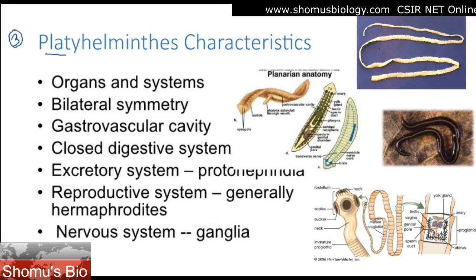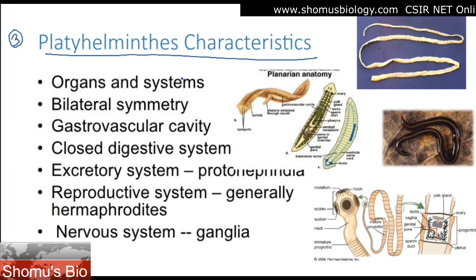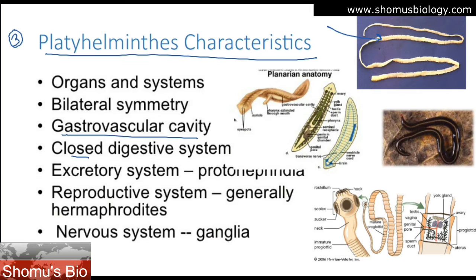Platyhelminths. Platyhelminths characteristics: organs and systems are present. Example of platyhelminths, first of all, tapeworm, right? Organs and systems are present. Bilateral symmetry, gastrovascular cavity is there, closed digestive system, but the excretory system is not fully formed.